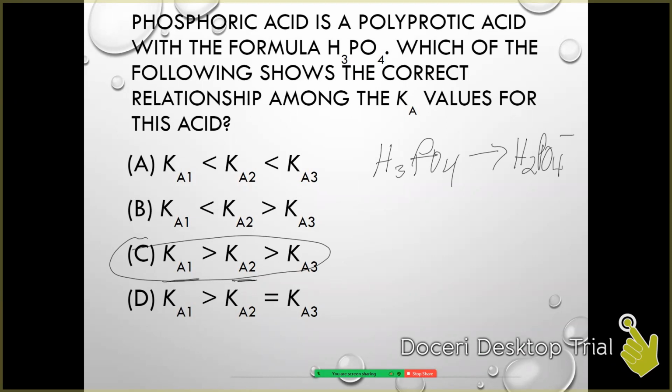So this one would be for my second hydrogen. That becomes HPO4 2-, and that is a little less ionized, so the Ka would be a little bit smaller. So that's what that one is. The larger the Ka, the more that it ionizes.